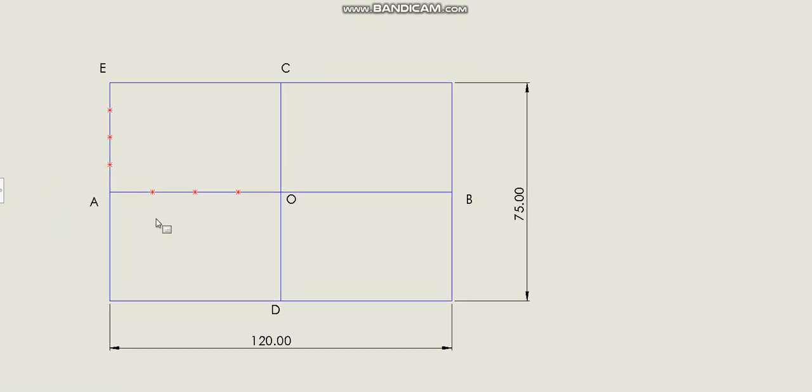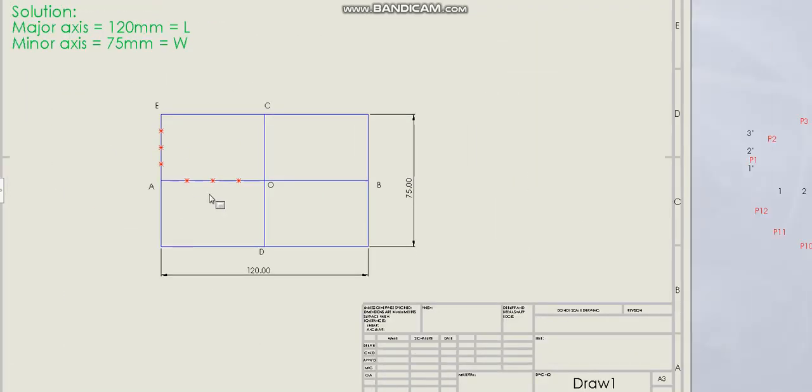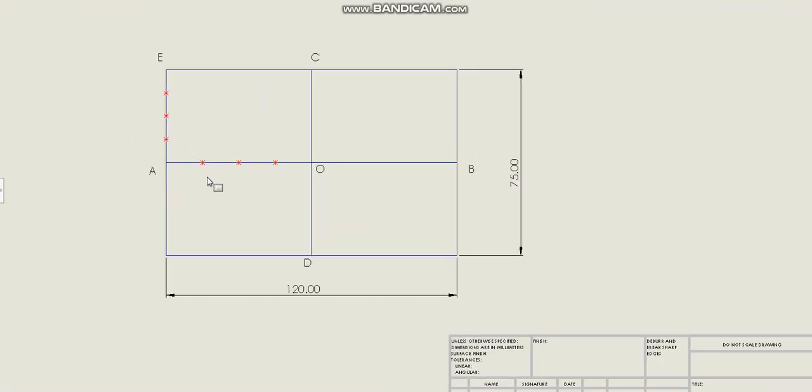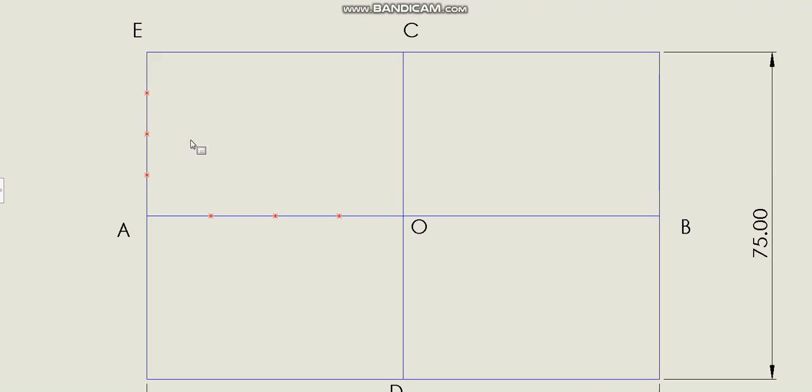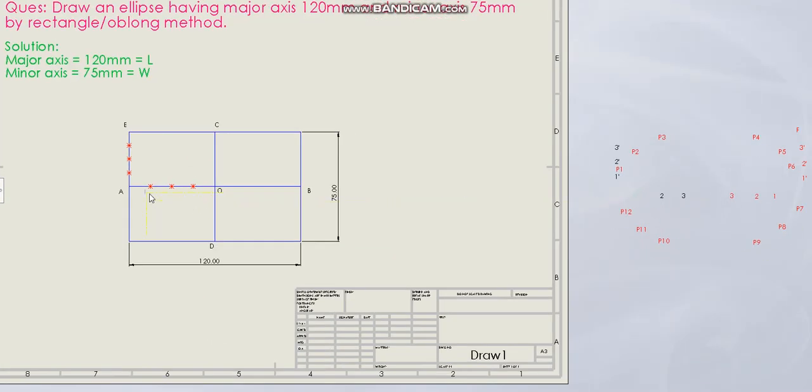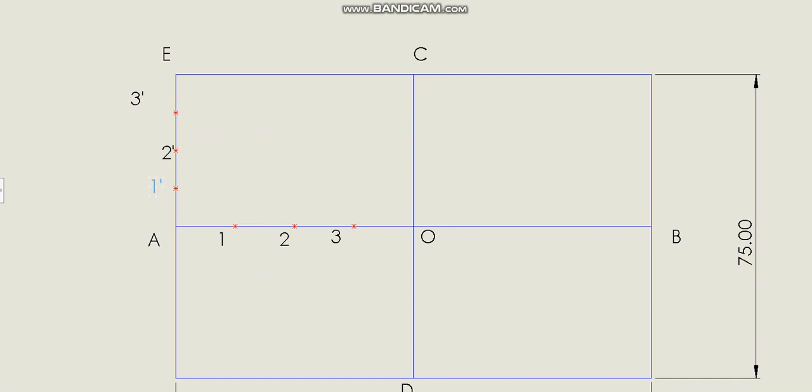So I have got the points on segments AO and AE, and now all these points are equispaced. Now we'll give the labels. How to give the labels? We have to give the labels from this point A. So this will become 1, 2, 3, 1 dash, 2 dash and 3 dash. Let's do that: 1, 2, 3. Similarly, 1 dash, 2 dash and 3 dash.